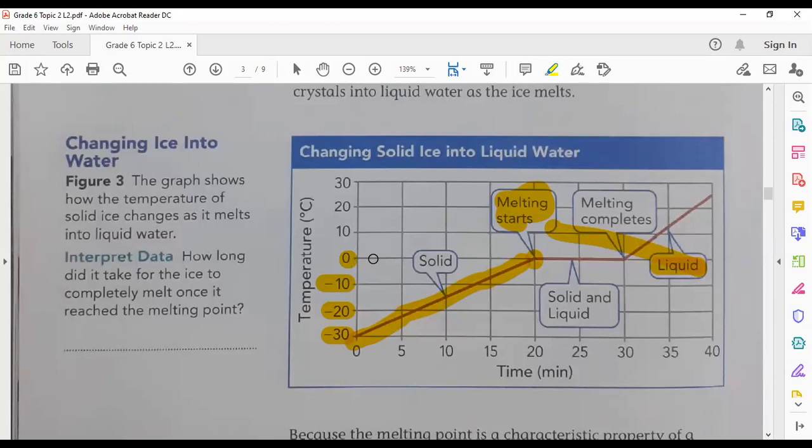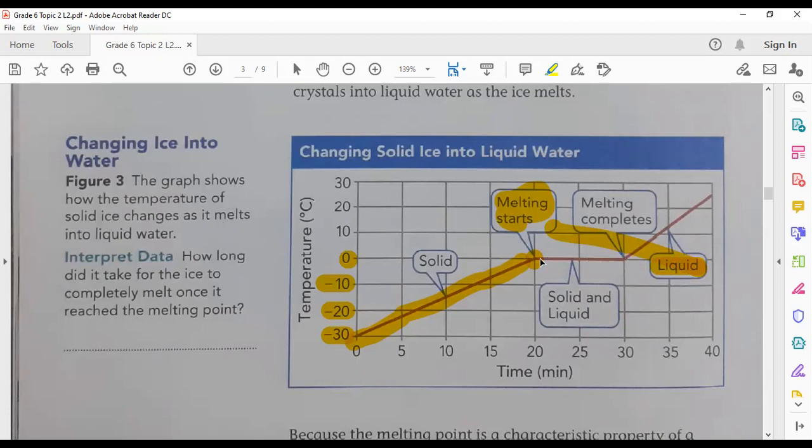When the temperature is 0 exactly, it starts melting. This point is called the melting point of ice or melting point of water. And notice that the temperature of ice, when it is zero, it stops at zero. No increase in temperature. After, when the temperature continues to increase, melting completes. That means the whole ice cube becomes liquid.